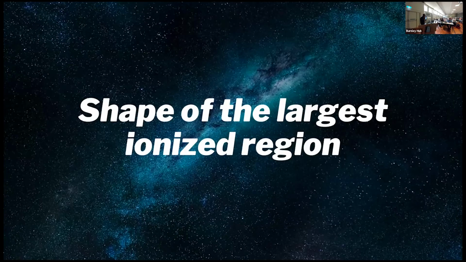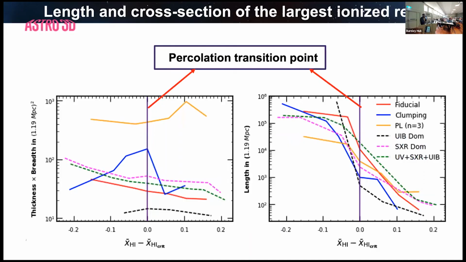Apart from this LCS, if you follow the largest ionized region, we can infer something about the shape of our ionized regions as well. So here I have plotted the cross section and length of our ionized region with respect to the neutral fraction. Here the vertical dashed line shows the point of percolation. So on this side, we have the points before percolation, and on that side, we have the points after percolation.